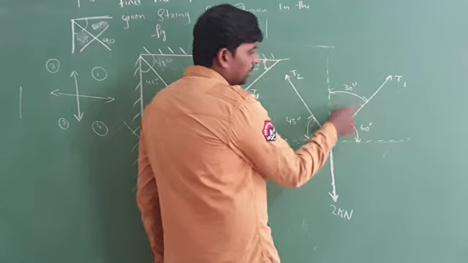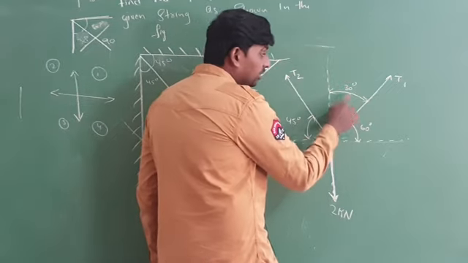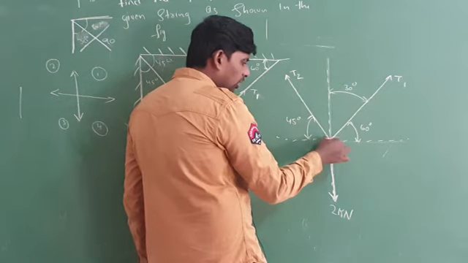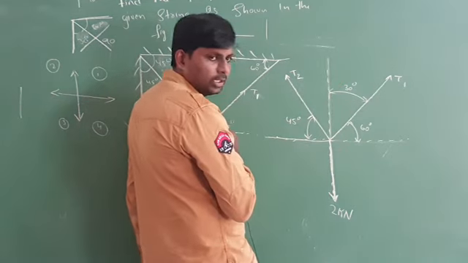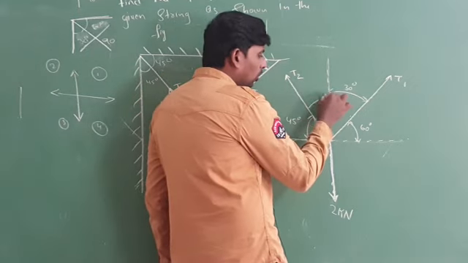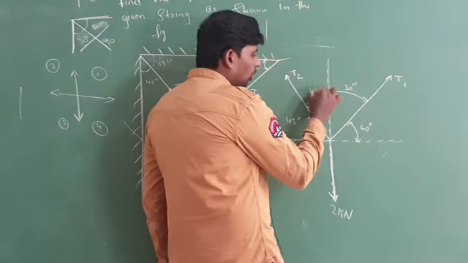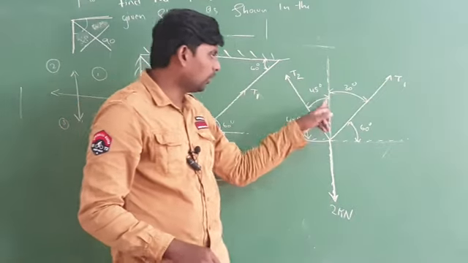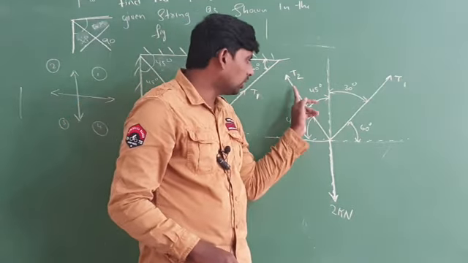So you can write from here to here it is 30. If you add 60 plus 30, how much from here to here? 90. Then if you concentrate on this part, from here to here, how much is it? 90. How much does he occupy? 45. So the remaining will be 45. This is 45 degrees. This is 45 degrees. This is 30 degrees.